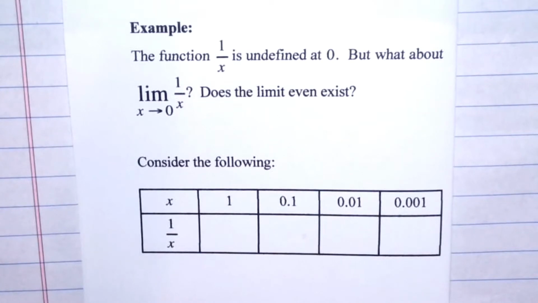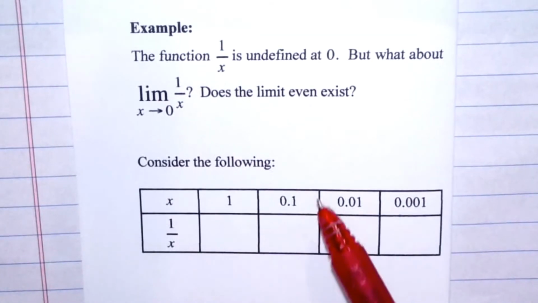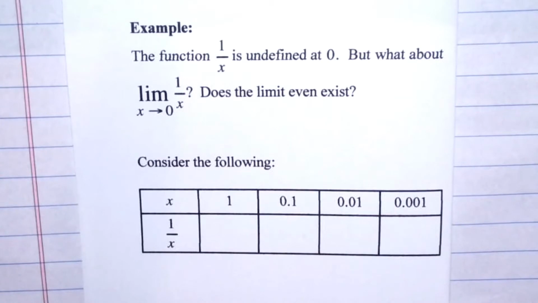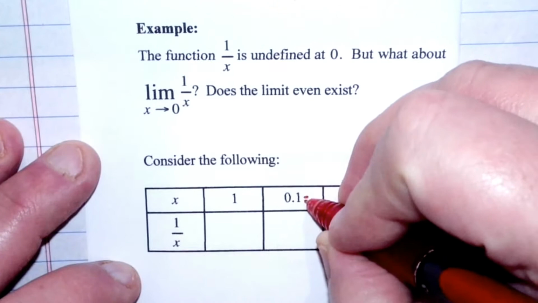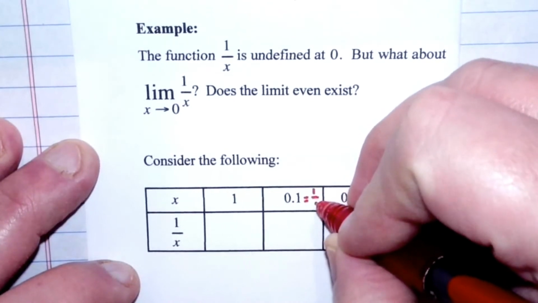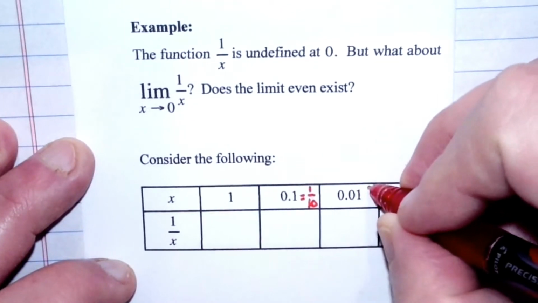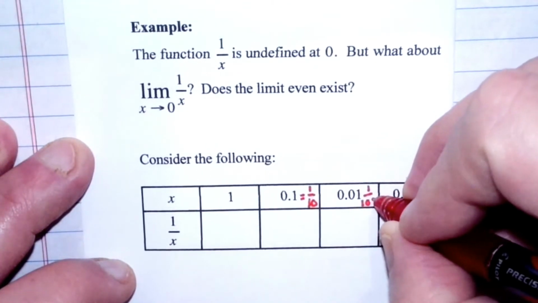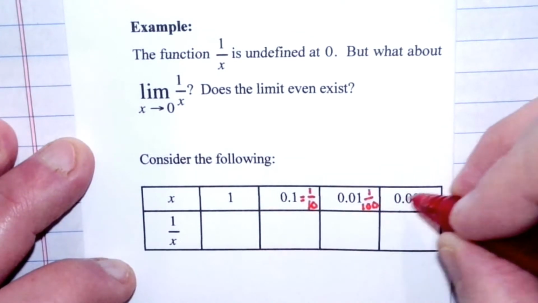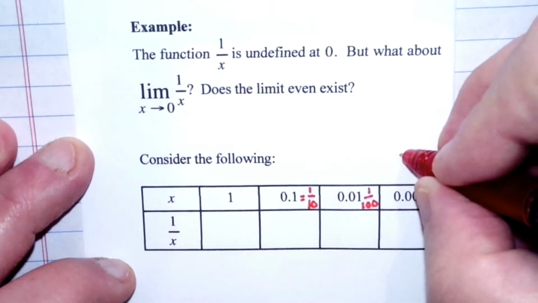Well, let's do something similar to that here. We're thinking about this limit of 1 over x as x tends to 0. Let's choose some values of x close to 0 and see what happens. So I decided to go with 1, 0.1, 0.01, and 0.001. You know that 0.1 is the same thing as 1/10. This number, 0.01, is the same thing as 1 over 100. And I don't think I have room to write 1 over 1,000 here, so I'm going to write it up above.